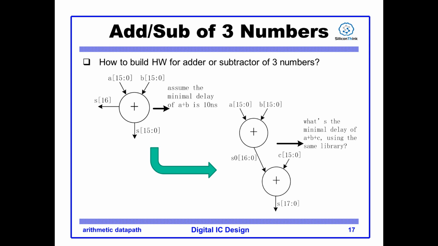Okay, let's go on with the introduction of arithmetic datapath. Before we introduce a multiplier, let's have a look at the AND operation on three numbers. Say you want to do an AND operation for three numbers A, B, C. How to do it?